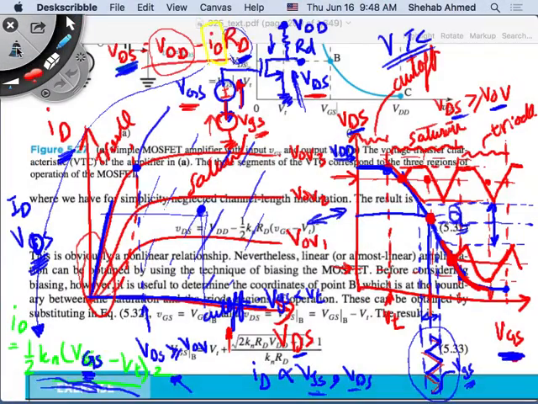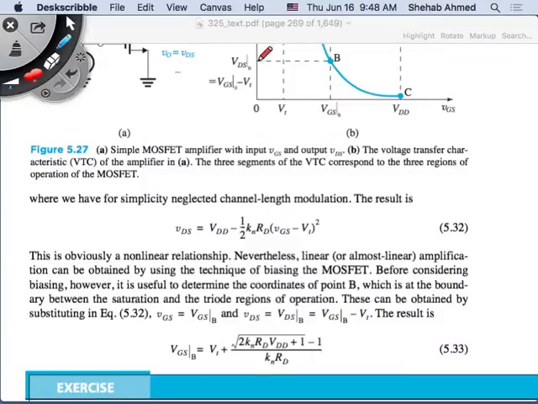So this is one point, right? And they found that for you here. So find this, substitute and find this form, okay? And then this is one point. This is another point. This is VDS C, right? VDS C has a value. What is this value?